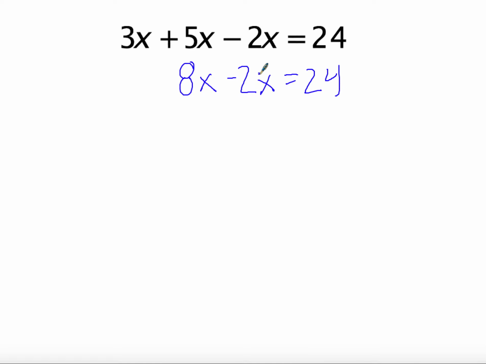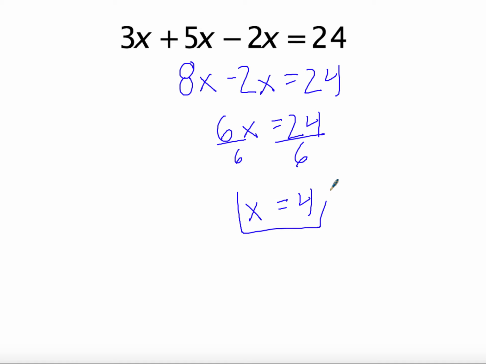And then 8x minus 2x, we subtract those coefficients. 8 minus 2 is 6x equals 24. We now have a one-step equation, which is awesome. We are super comfortable with solving a one-step equation. 6 times x divided by 6 leaves us with x. x equals 4 is our final solution, our final answer to this equation.